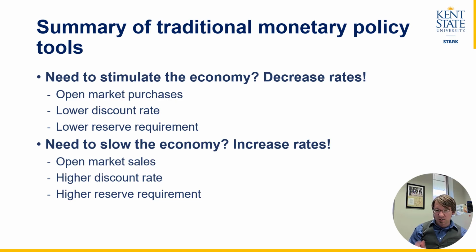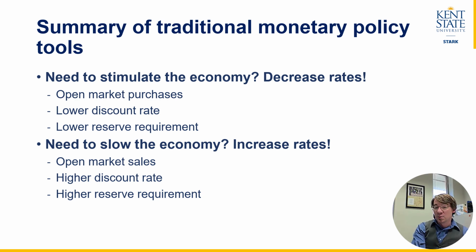So let's just summarize real quickly the traditional monetary policy tools. If you want to stimulate the economy, you want to decrease interest rates. How can you do that? Open market purchases. Open market purchases means now there's more money to be lent, which lowers interest rates. Similarly, a lower reserve requirement would do this. If you lower the reserve requirement, banks are allowed to lend more of the money that they have on hand. That means, again, more money available to lend, lower interest rates.